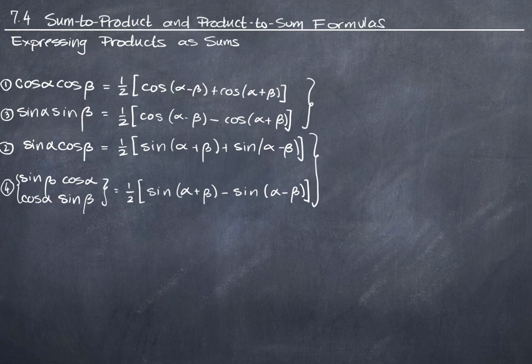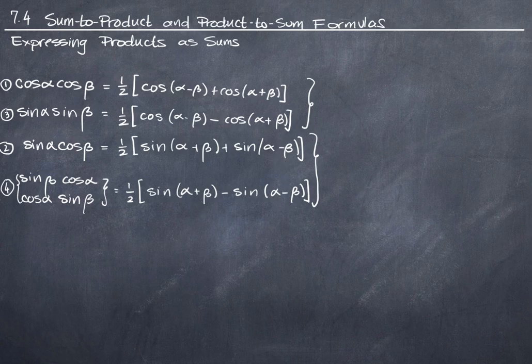The other difference is that in the first two formulas, the alpha minus beta comes first and the alpha plus beta comes second. In the second two formulas, well, in the second and fourth formula in your textbook, the alpha plus beta angle comes first and the alpha minus beta comes second.